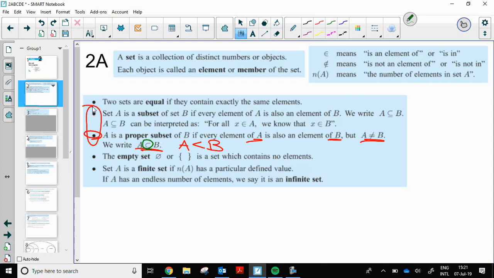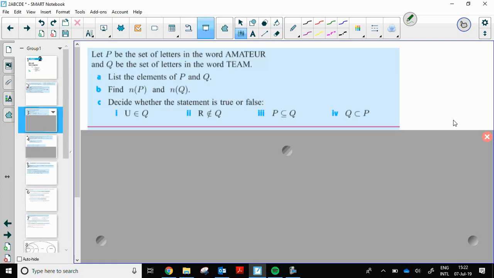And one other thing I'll say is if it's true that A is a proper subset of B, then we could also reverse that and we could say that B is a proper superset of A. So a superset is the opposite of a subset. That terminology doesn't show up in our book, but it's out there, so I thought I'd share it with you. Let's look at this in practice, and you'll see that this is pretty simple stuff.